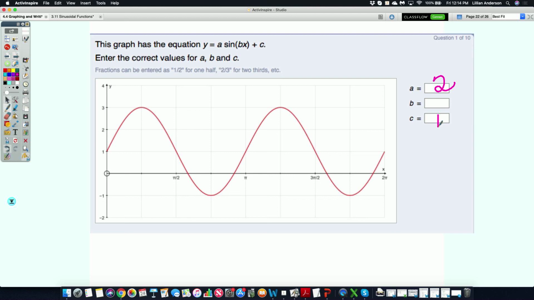B is what? 2. You have 2 cycles that occur between 0 and 2 pi. Or on top of that, what's your period? Pi. And you set that equal to 2 pi over B and solve. And that's how you can also algebraically get the value of B. Questions on this one? Let's look at the next one.